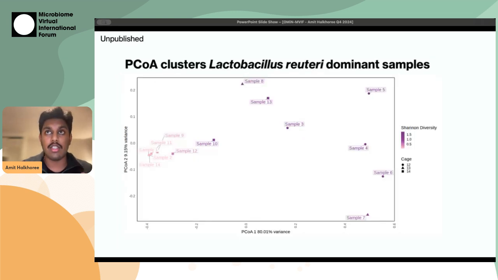And when we look at this a bit further, when we're looking at the PCoA clusters, we can see that over 80% of the variance is driven very much by these Lactobacillus reuteri dominant samples. We did try and have a look at whether the cage had an effect in there, and it was unclear whether it really did or not. So again, something we're just keeping in mind.